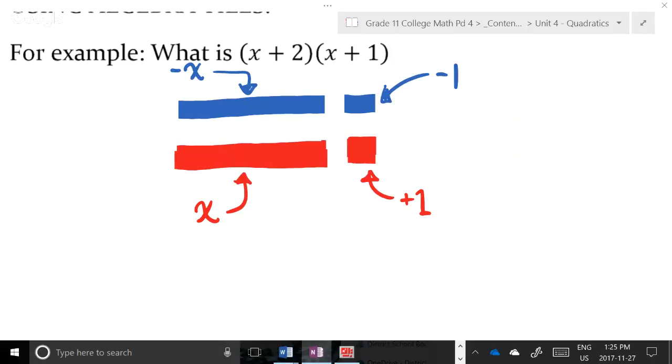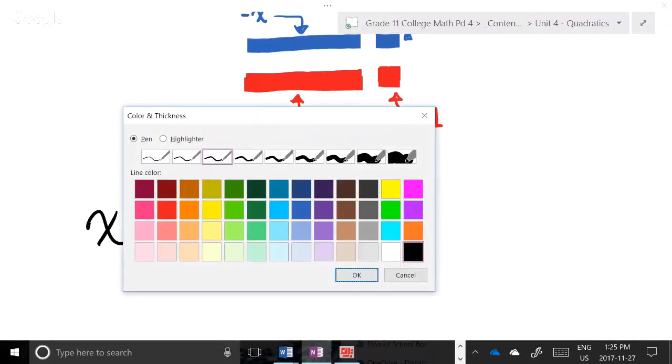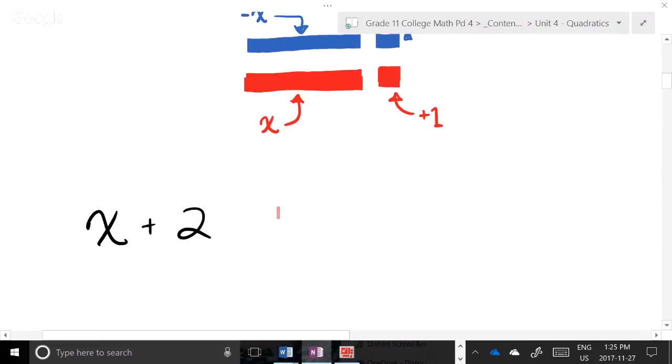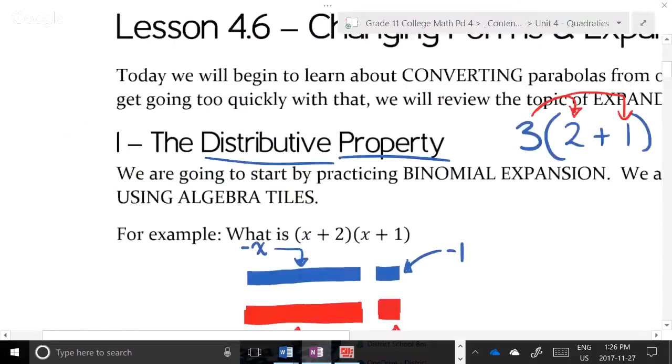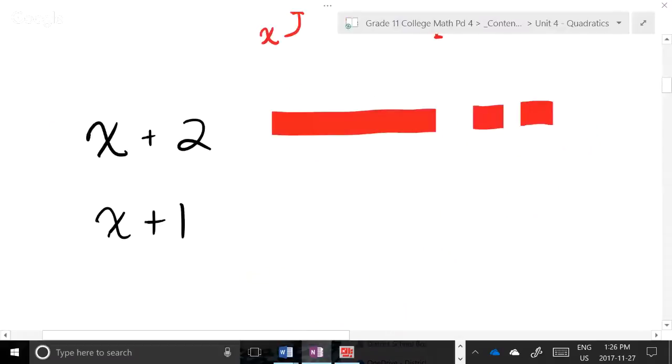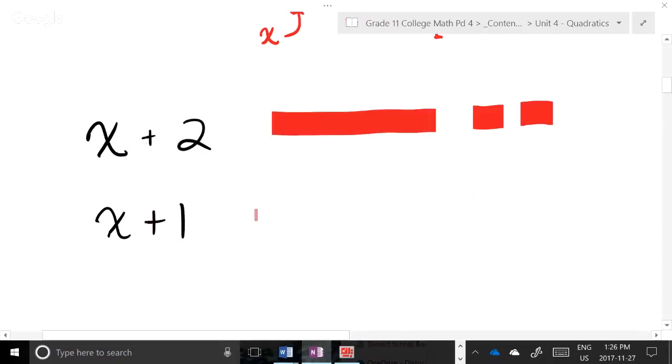Okay, so now when we look at this, how could I show x plus 2? Using the tiles, how could I model x plus 2? What would that look like? Okay, so a red bar is the x, and the 2 red squares each represent 1, so that's x plus 2. Good. What about the other one? X plus 1? Okay, how would I model that? Very good. So the same thing, but this time we're going to use just 1 square, like that.